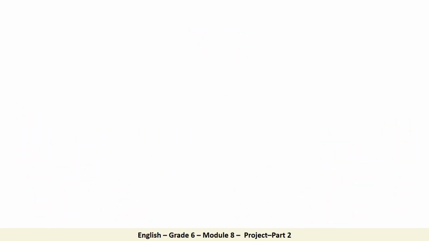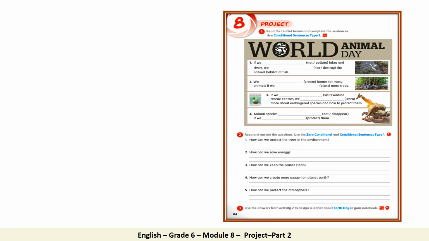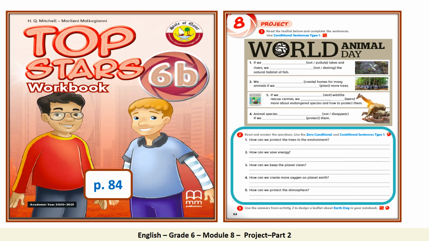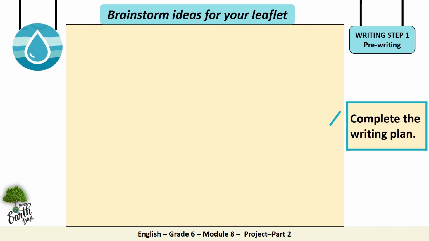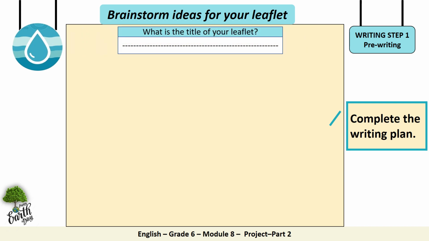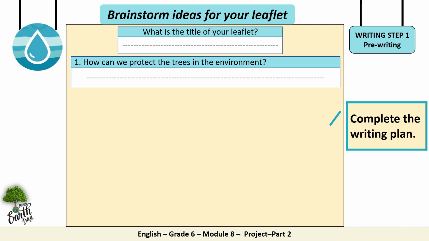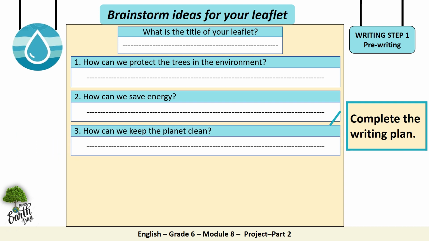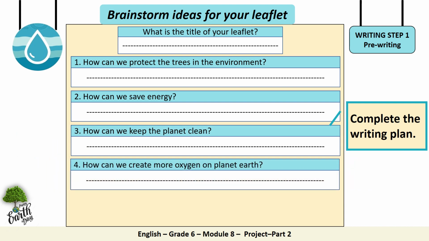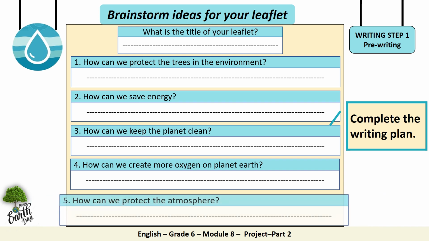Let's start brainstorming ideas for your leaflet by answering questions in your workbook page 84. Now let's read the questions together. What's the title of your leaflet? How can we protect the trees in the environment? How can we save energy? How can we keep the planet clean? How can we create more oxygen on planet Earth? How can we protect the atmosphere? It's your turn now. Pause and answer.